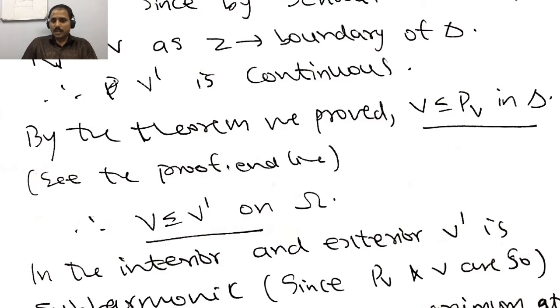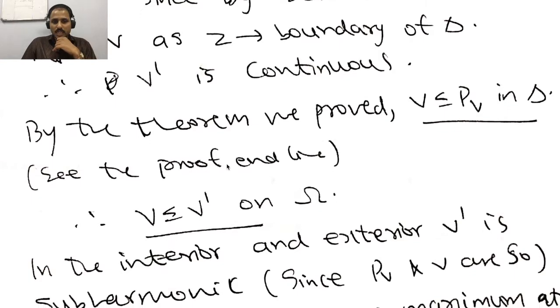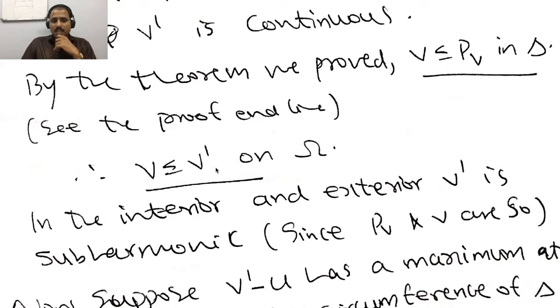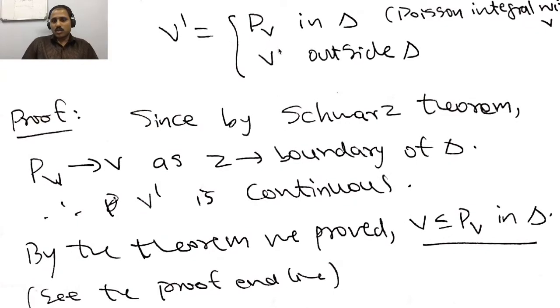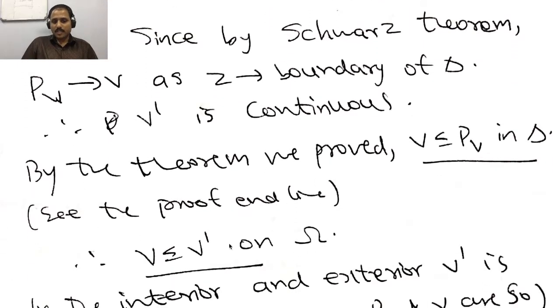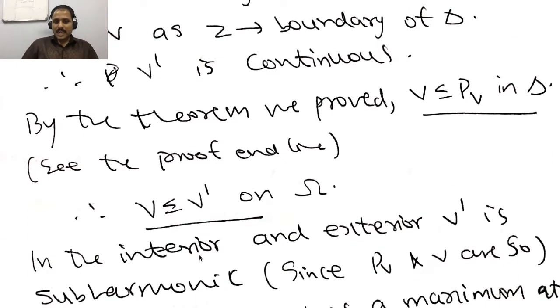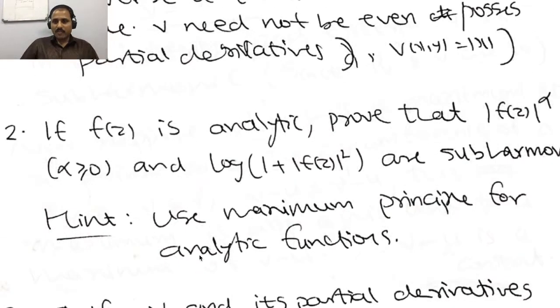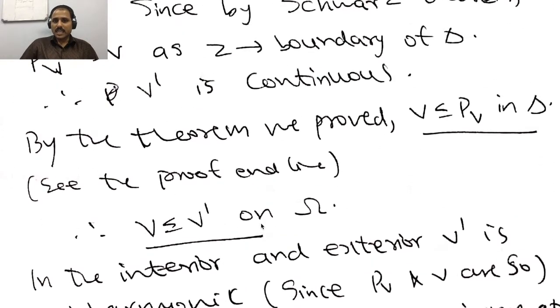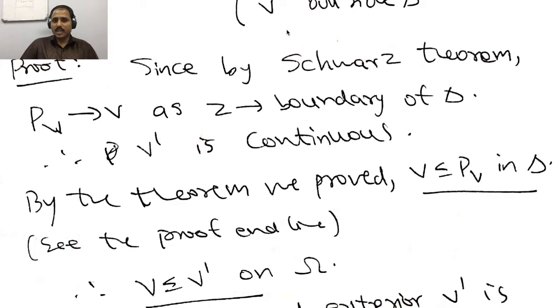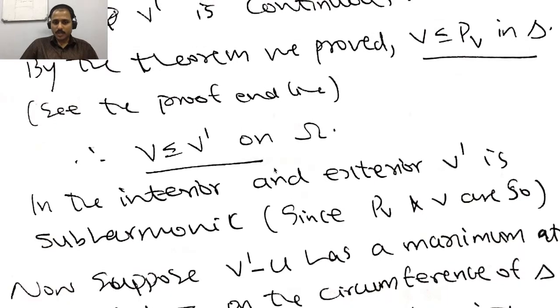So, just before, we proved that V is less than or equal to V prime on omega. That is true because V is less than or equal to PV, and the value of V prime is either PV or V. In the interior and exterior, V prime is subharmonic, because in the interior V prime coincides with PV and in the exterior V prime coincides with V, both subharmonic.